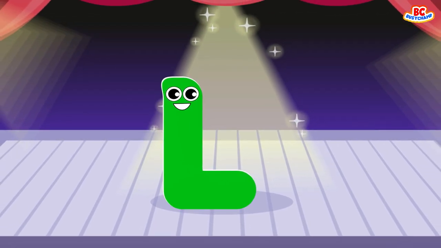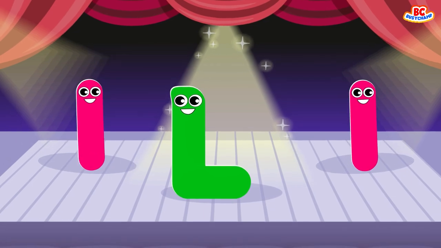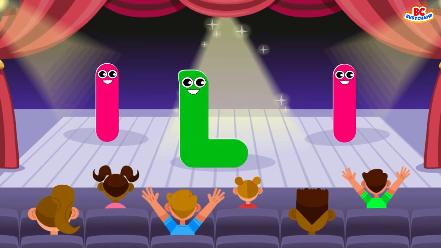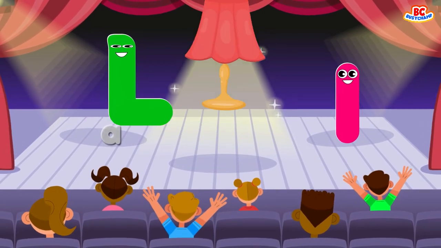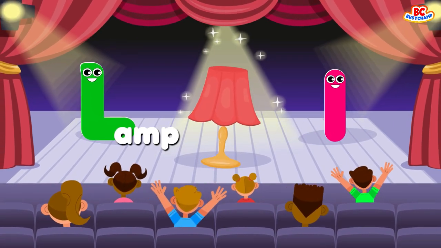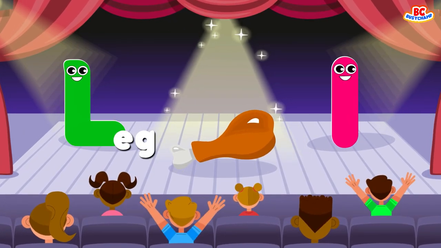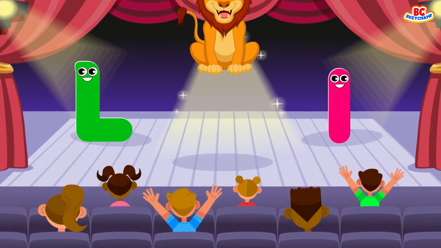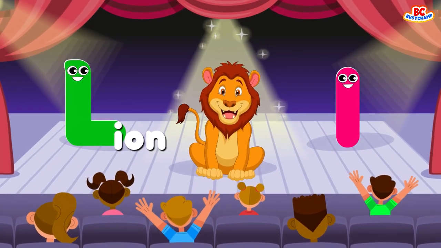L. The sound of letter L is L. L. L, L, lamp. L, L, leg. L, L, lion.